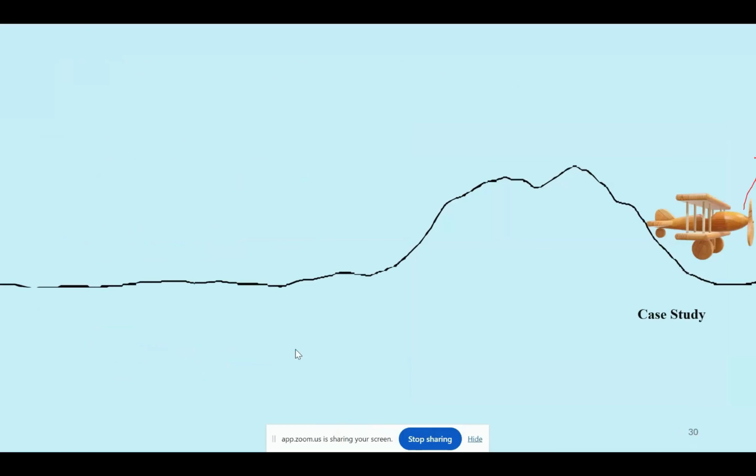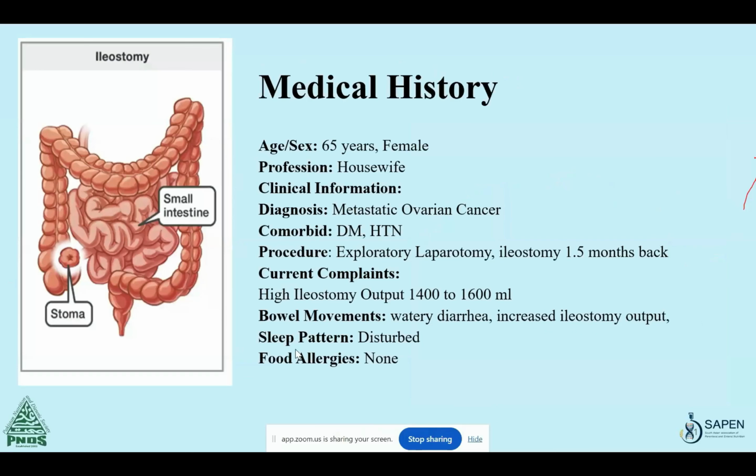Here is the live case study. I'm going through it quickly. There was a 65-year-old female, a housewife, diagnosed with metastatic ovarian CA, already having comorbidities of diabetes and hypertension. She underwent exploratory laparotomy. An ileostomy was made 1.5 months back, and her current complaint was a high ileostomy output of 1400 to 1600 ml. Bowel movements were watery diarrhea, with increased ileostomy output and a disturbed sleep pattern.